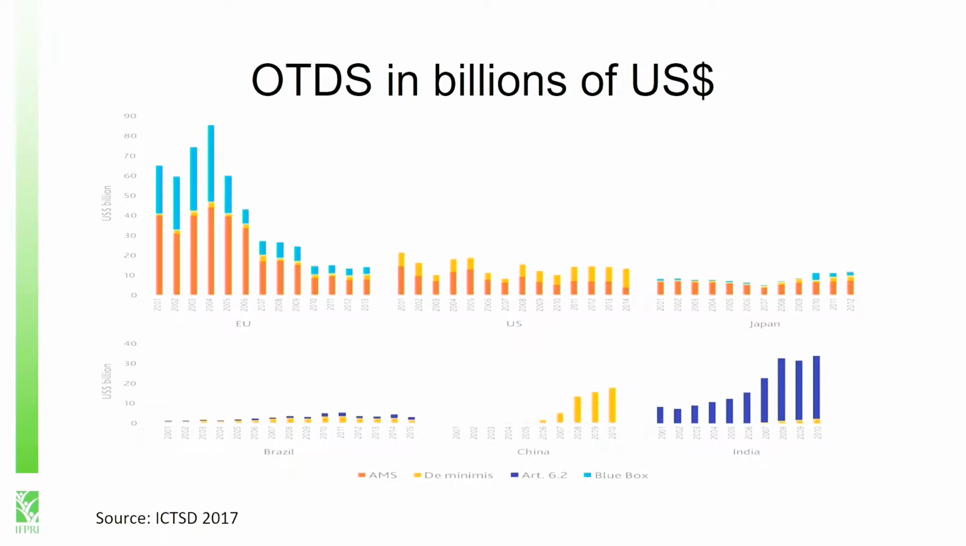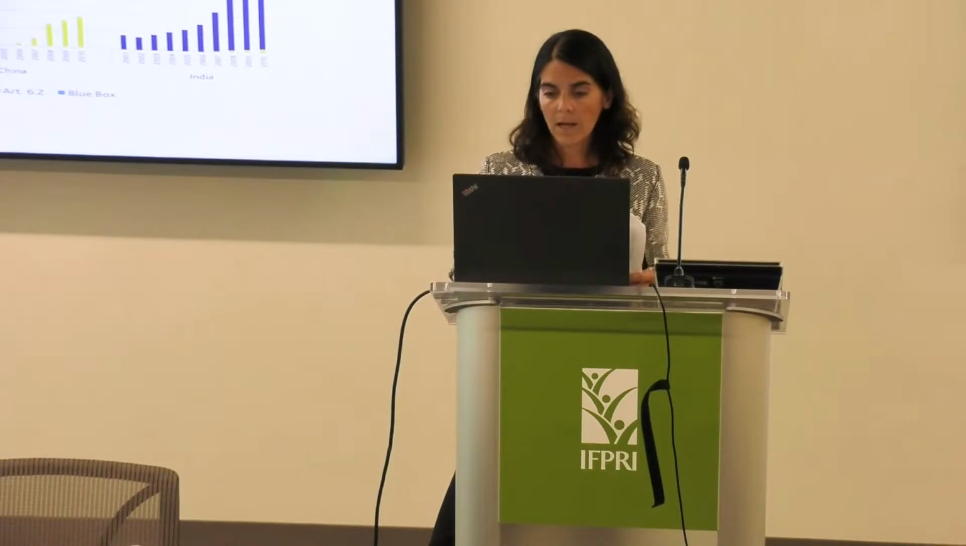If we look at developing countries, their story is totally different. We can see that they've been increasing their expenditures in OTDS in the last years. If we look at China, for example, in the last year they reported, which is 2010, they have $18 billion. And India has 31. However, it's a very special case because almost all that support is given under the Article 6.2. So we will see later how that changes this story a little bit.